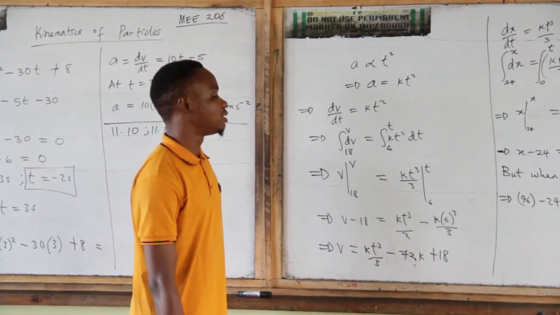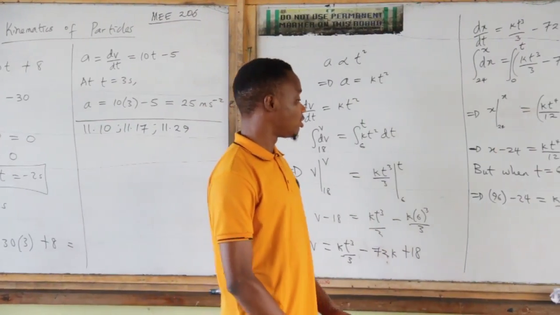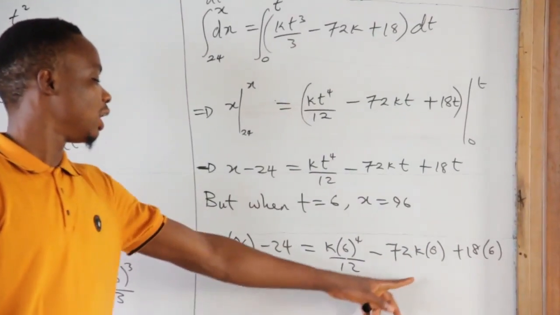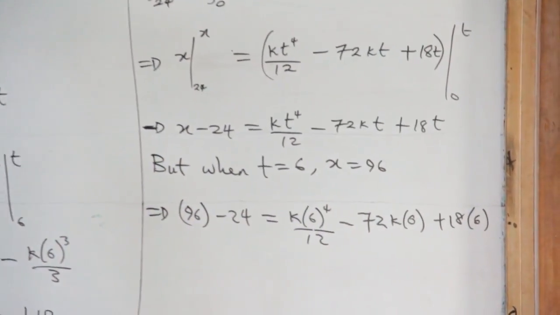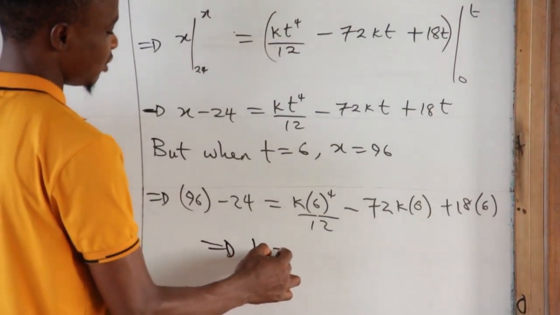So what does it give you, please? You can solve it now, right? You should be able to solve this. 6 raised to the power 4 divided by 12. Put them together, collect like terms, and then find the value of k. What does it give you? I believe everybody can do that. What does it give you?